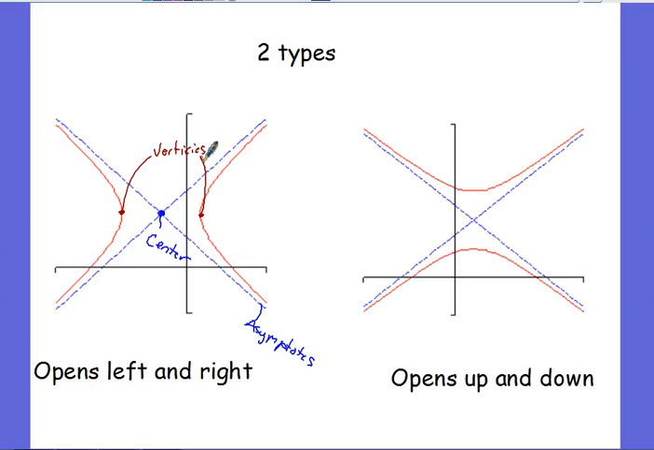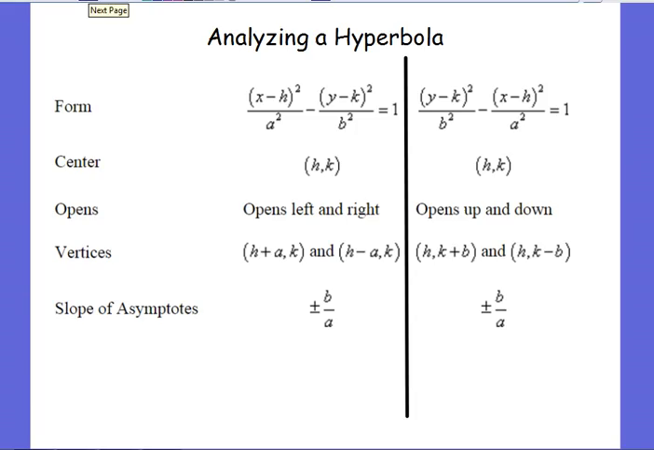So for hyperbolas, we have two types. They open either left or right, or up or down. They both have vertices, centers, and asymptotes. So what we're going to do is figure out how I can tell all that information from the equation, just like before. It's going to take some analyzing. This is the important stuff. This is what you need to for sure write down. I'm going to pause.